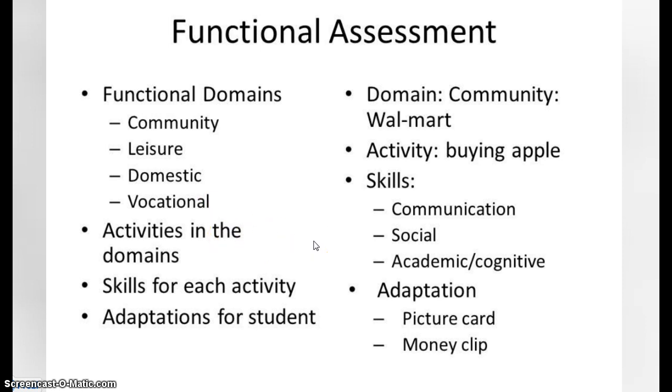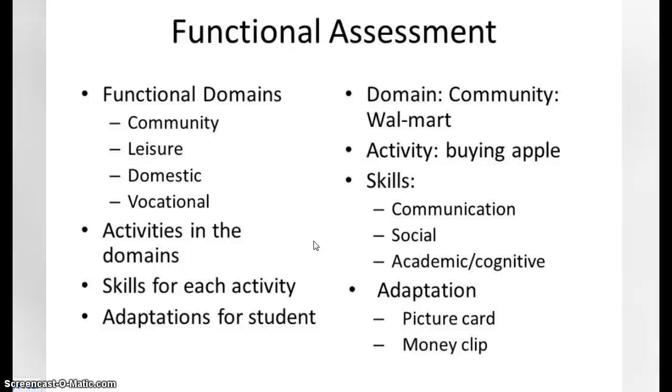And so if you look in the community, we had all kinds of what we called environments in the community. So the community might include stores, it might include barber shops, it might include anywhere that you would go in the community. But then we would look at within that particular set, like for instance shops. Let's say we look at Walmart, then we want to look at what are the activities we do at Walmart, and then what are the skills, and then how do we adapt. Everything was what we call community referenced.